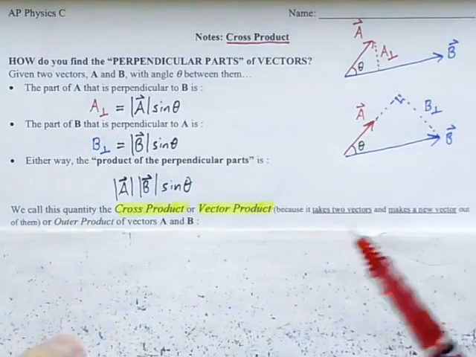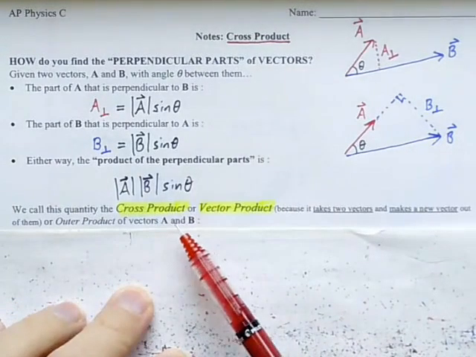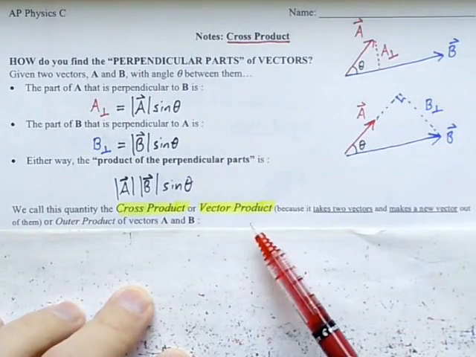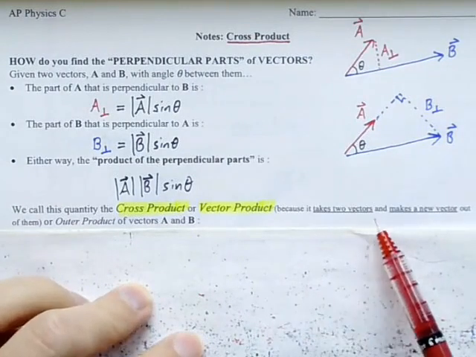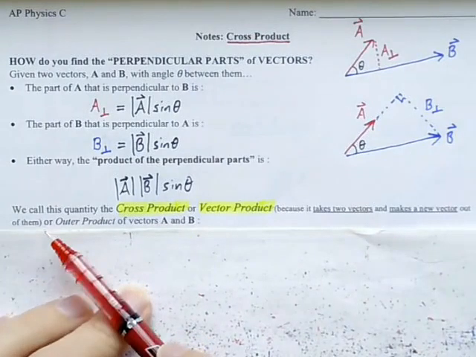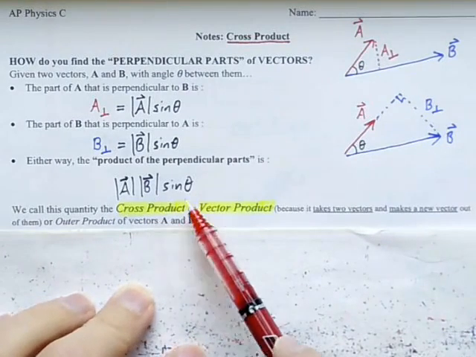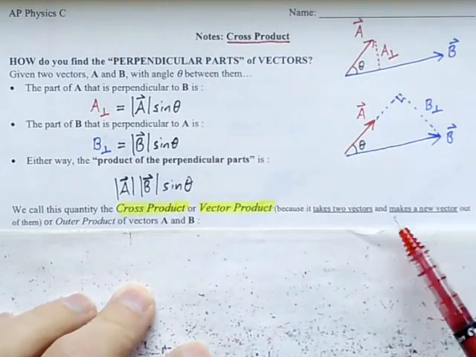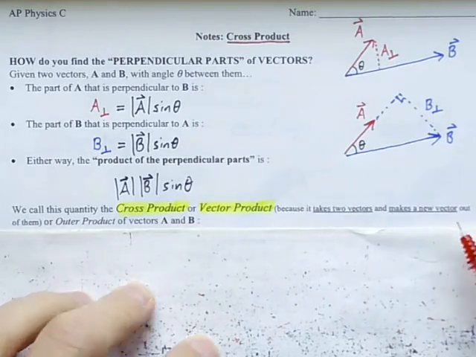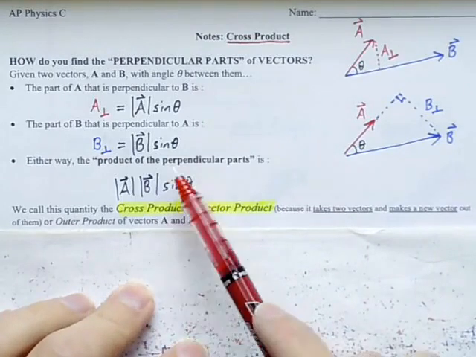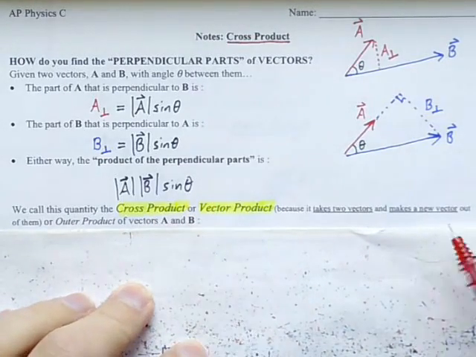We call this the magnitude of the cross product or the vector product of the two vectors. We call it the vector product because it takes the two vectors and makes a new vector out of them. Now, this is just the magnitude of that new vector. We'll have to discuss a little later the direction of the new vector that we get. For the moment, we'll just focus on the magnitude of the cross product, the magnitude of the new vector.